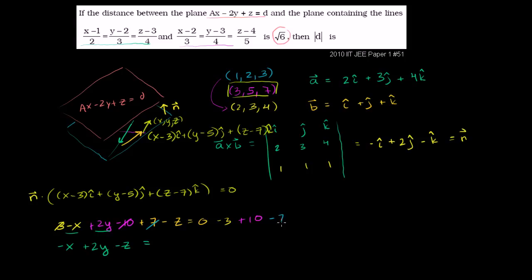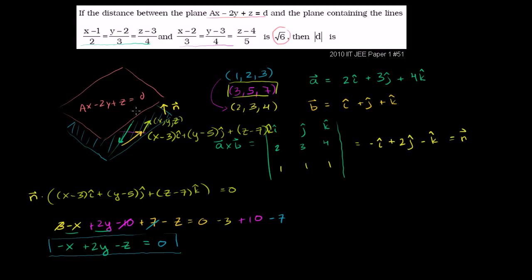This becomes a minus 7. So then on the right-hand side, negative 3 plus 10 minus 7, well, that's just going to be 0. And just like that, we have the equation for this blue plane over here, the plane that contains these two lines.